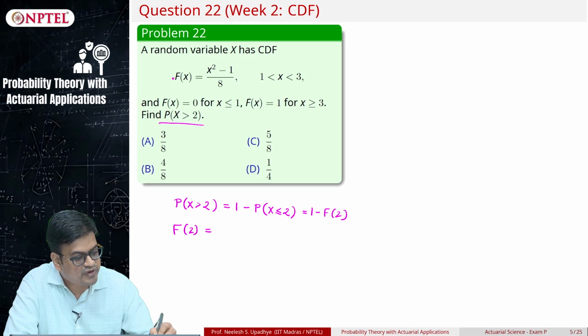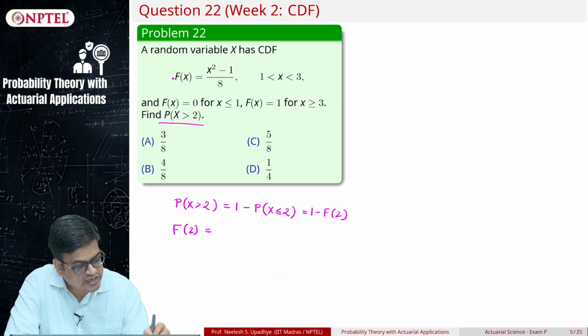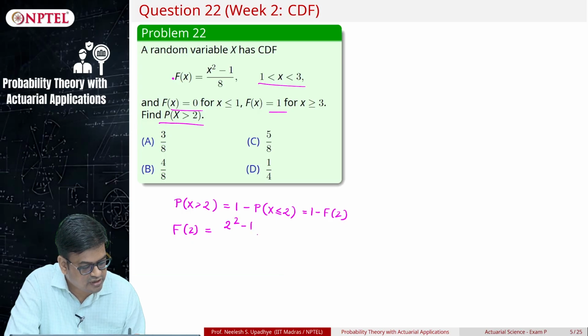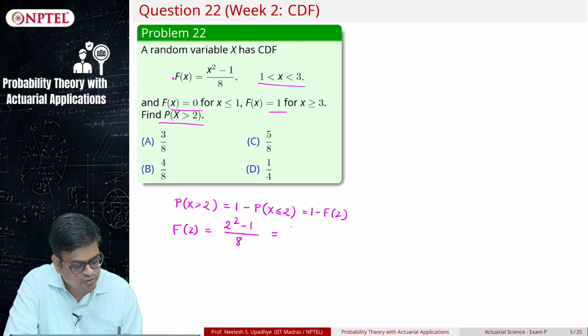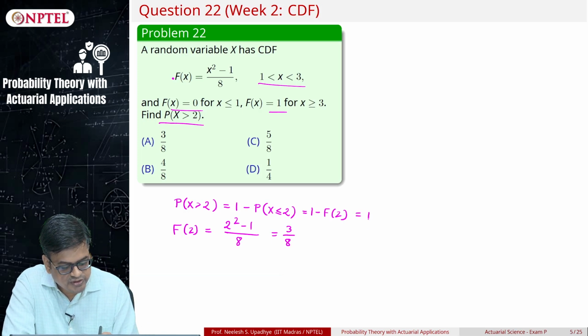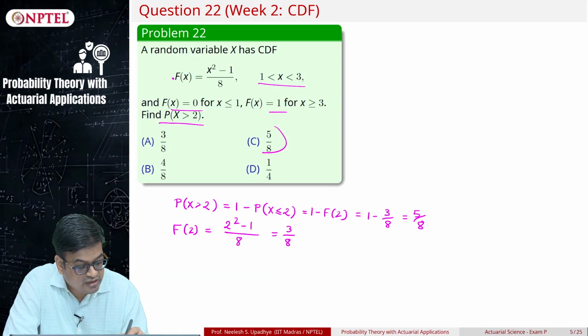What is F(2)? F(x) is this. So, I will simply substitute x with 2. First I need to check whether this is in this range or not. If it is not in the range, then you have a ready-made probability that is given to you. So, F(2), I know this is in this range. So, I will substitute: it is 2 squared minus 1 upon 8, that will give me 4 minus 1 upon 8, that is 3 by 8. Now I will use this number F(2), substitute it here, 1 minus 3 by 8. So, this gives me 5 by 8. Any answer related to 5 by 8? Yes.